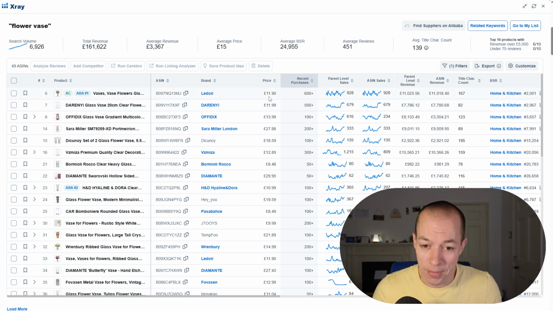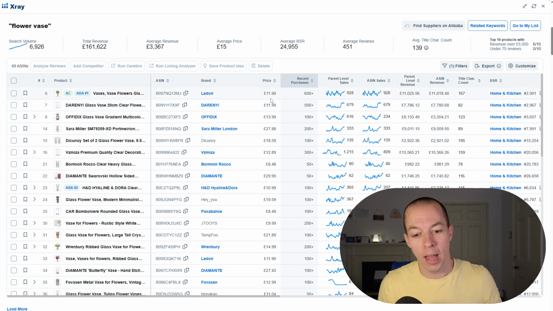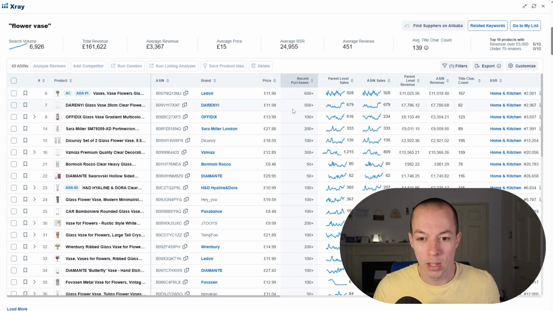Yes, maybe you can if you can sell at £11.90 or £11.99, which as a private label seller is very unlikely you're going to be able to do, because we're buying from the Chinese factories who are selling at this price. You're going to be more like £20 or £25 to make a profit in this niche. So you have to look at the product at the price point you're going to be selling. Don't base your sales estimates on these low price products.